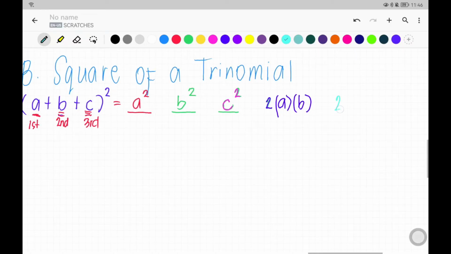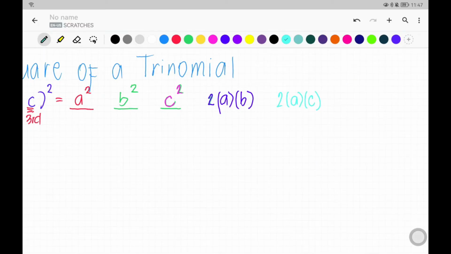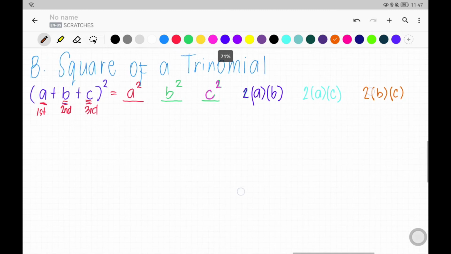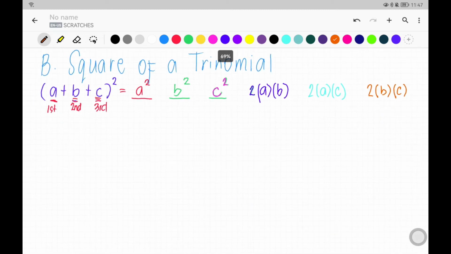Sunod ay, ganun ulit, 2, i-times natin sa first term, which is your A, at saka sa last term, or third term, which is your C. Then next, mahaba talaga siya, class. Okay? Then we get the 2 times the second term, which is your B, and the last term, which is your C. Yun. Pag nakuha mo na yan, you are now ready to answer. Okay, so yan yung pattern na susundin natin whenever nag-square tayo ng trinomial.